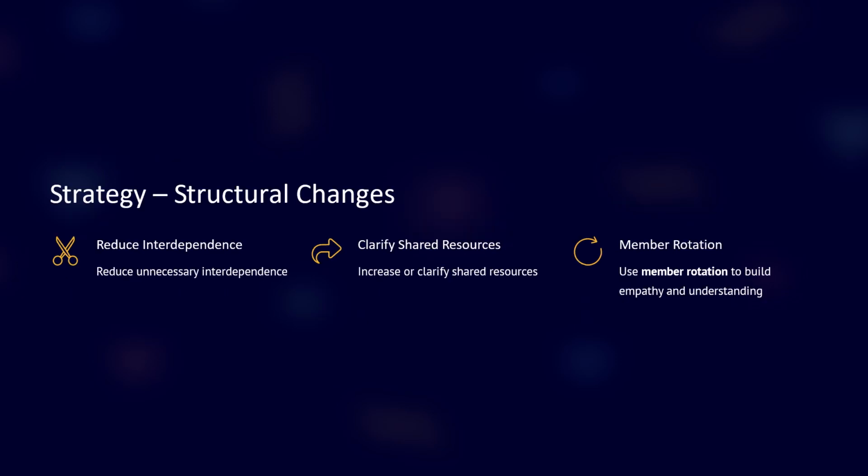Sometimes the problem is not the people, it's the way the organization is built. To fix this, we can change structural arrangements. One way is to reduce interdependence. If two departments are fighting because they are too closely linked, we can try to make them more independent. Another way is to reduce shared resources.